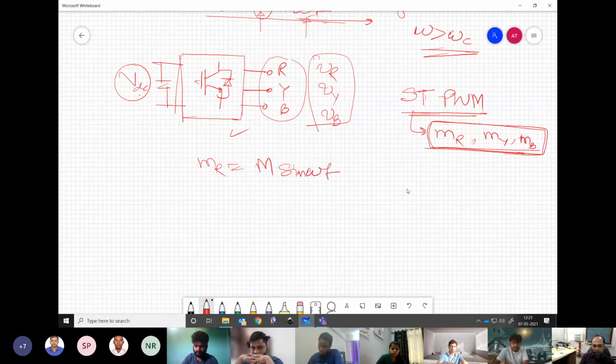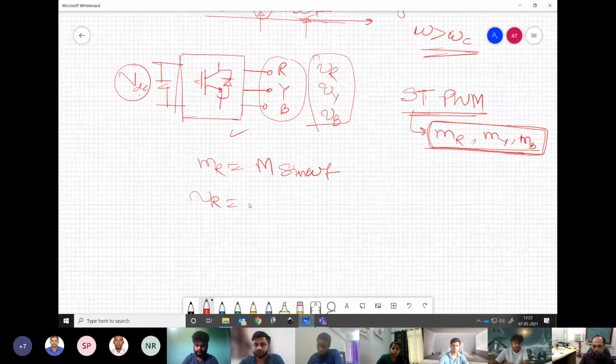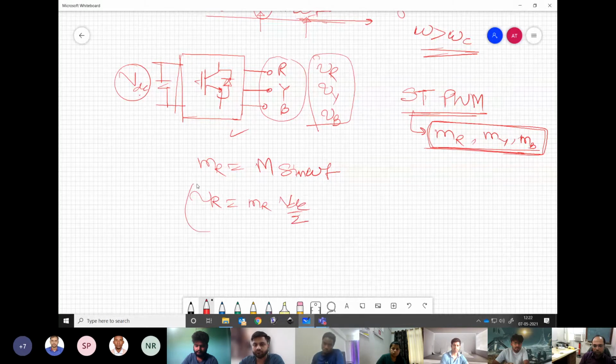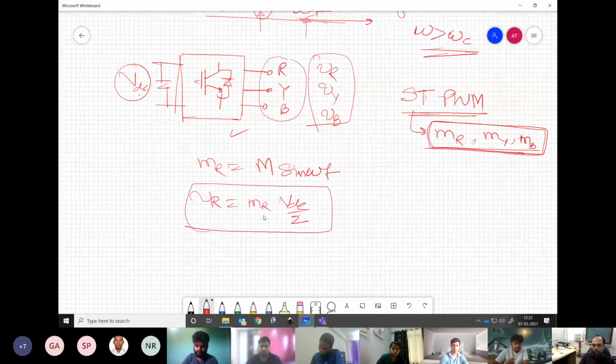And what is your output voltage? VDC by 2 into M. Yes. Correct. This is your output of the converter in terms of what? Your control parameter and some feature of the converter. What is the feature that it is having? So much of DC bus voltage. Understanding my point? What is your control input in this?